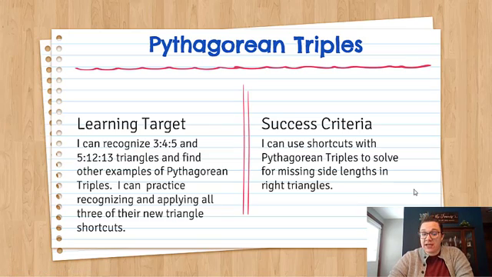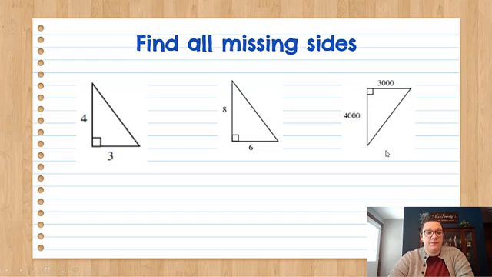Our learning target for today is that you can recognize 3, 4, 5 and 5, 12, 13 triangles to find other Pythagorean triples. You know you'll be successful when you can use these shortcuts with Pythagorean triples to find side lengths in right triangles. Let's jump in, and I just want to show you 3 quick pictures, and let's see if we can find all the missing sides here.